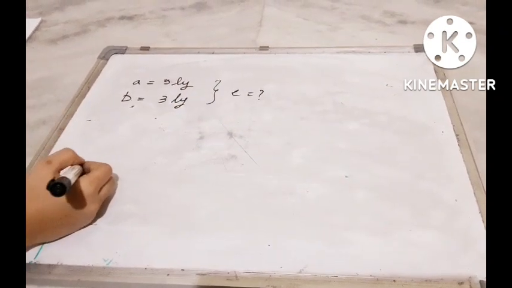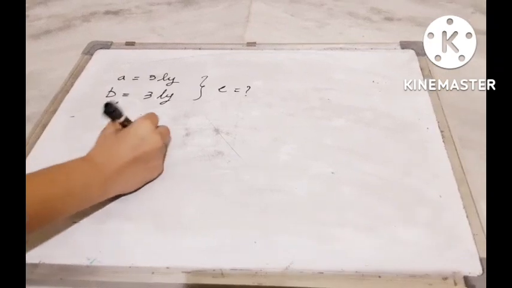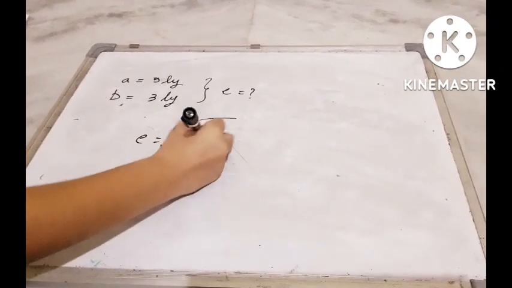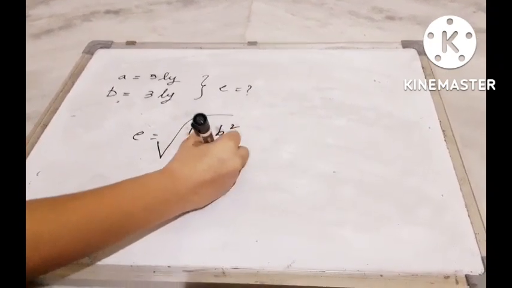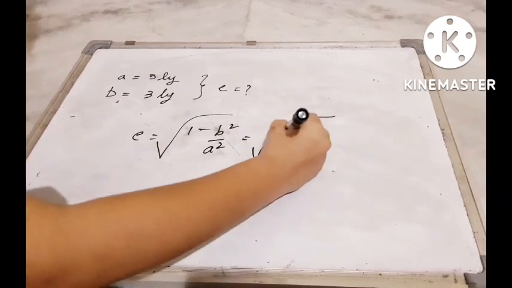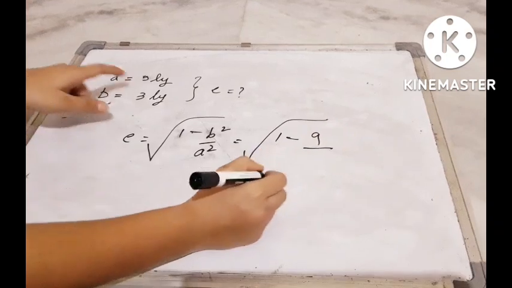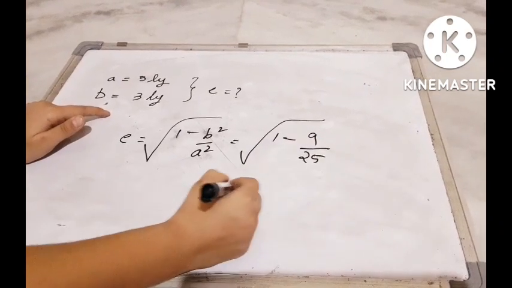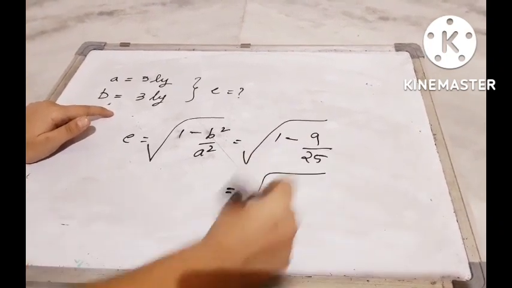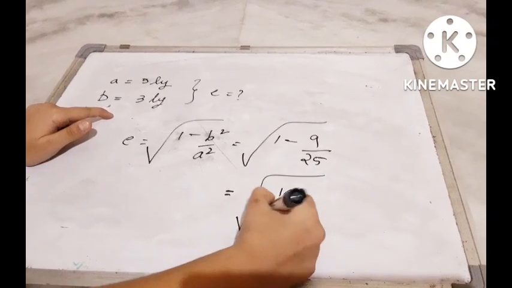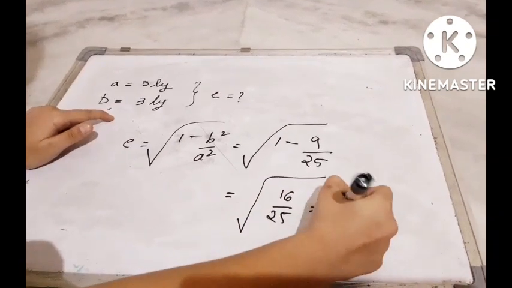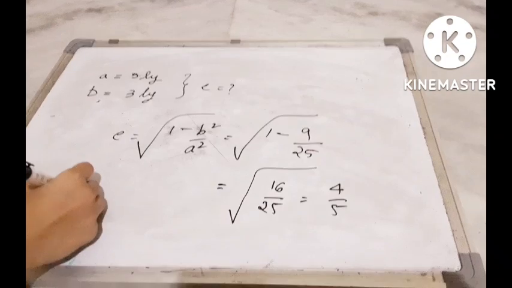Then how are we supposed to do it? Now we know the formula. That's very easy. E is equal to under root of 1 minus b square upon a square. So we go under root of 1 minus, what is b square? 3 into 3, which is 9, upon 25. So you will be getting this as 16 by 25, which is 4 by 5, that is your eccentricity.